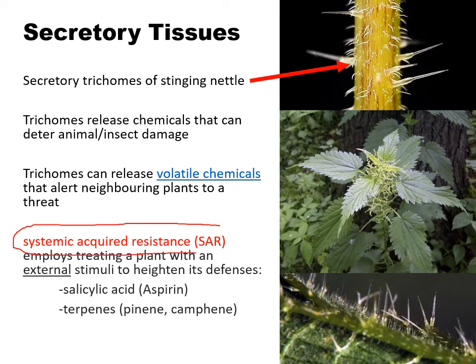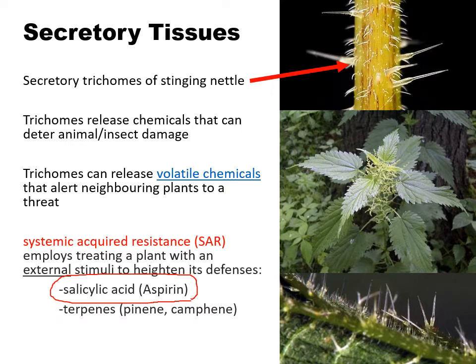I introduce it to you here because it is a pretty cool concept, and there are even chemicals on the market now where you can spray a crop to trick it into thinking it's going to be attacked so that it becomes better prepared for attacks. The classic sort of research one here is aspirin, salicylic acid, which is derived from willow bark, and that helps prevent plants from getting attacked.